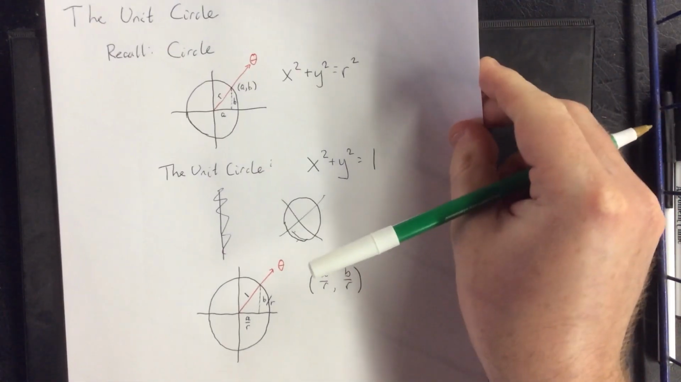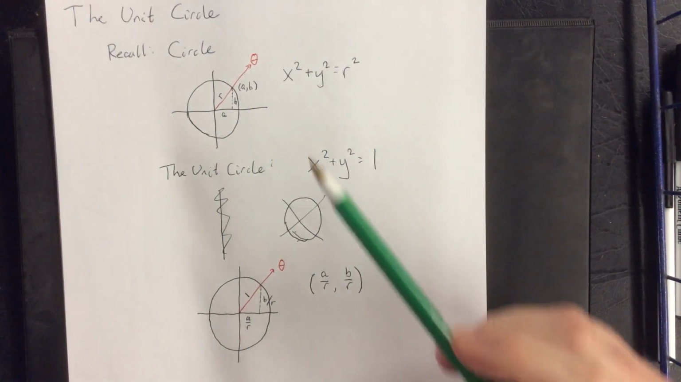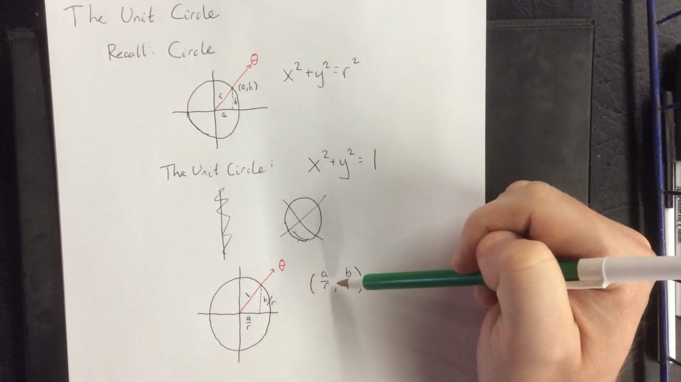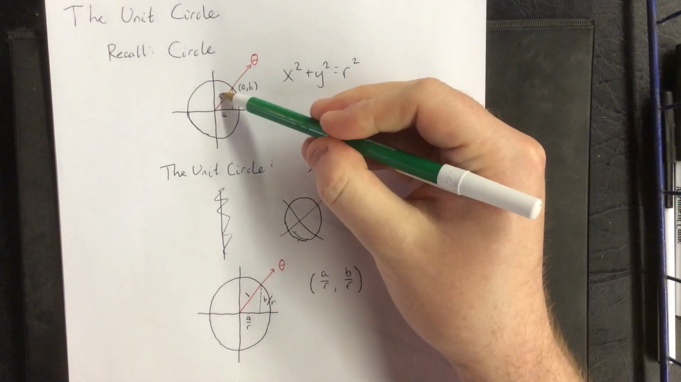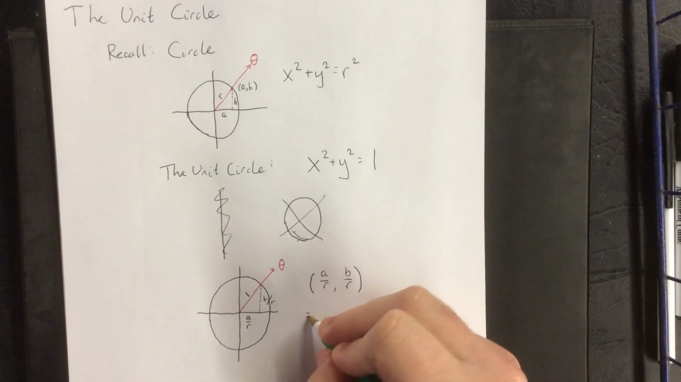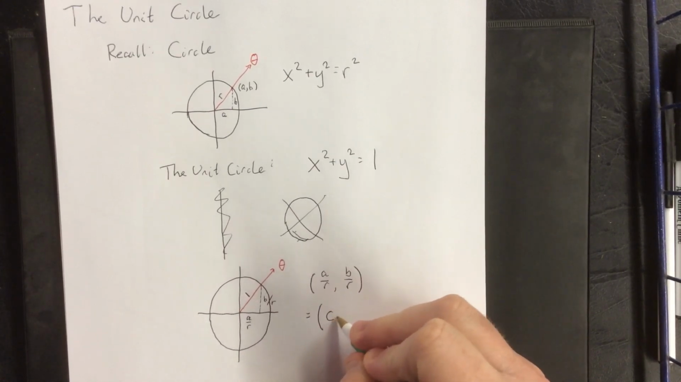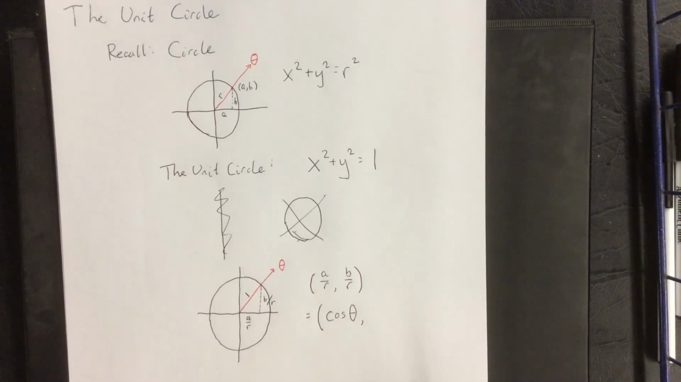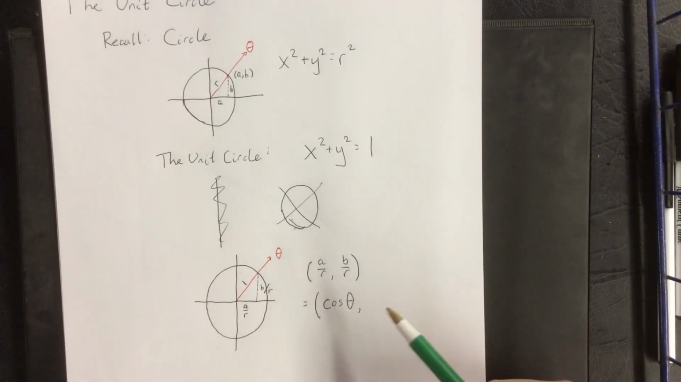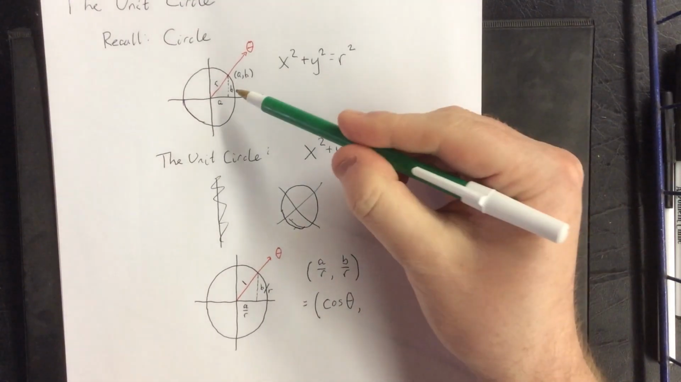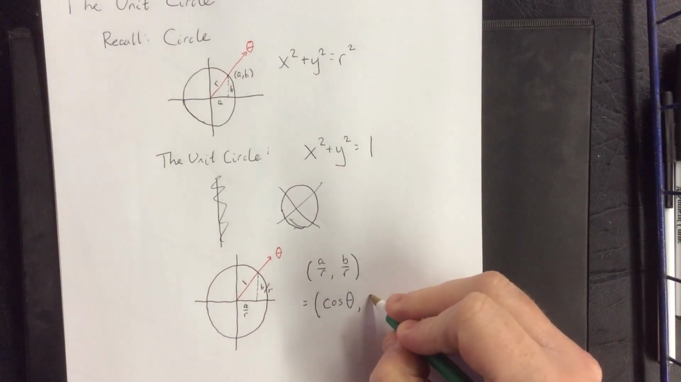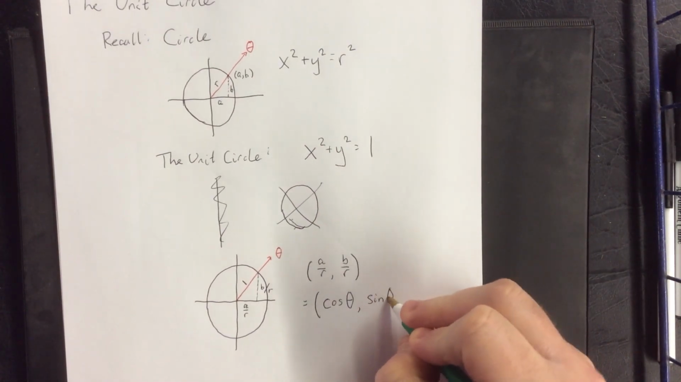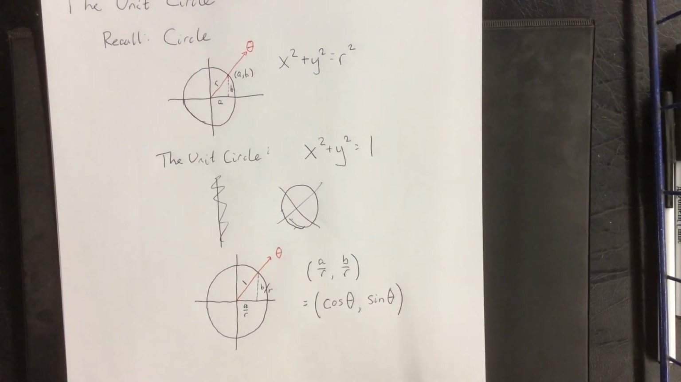However, taking a look back at the original circle that we had, a over r for the x-coordinate is the adjacent side over the hypotenuse. So when we say a over r, what we're really saying is that that is the cosine of the given angle. And for the y-coordinate of b over r, that is the opposite side over the hypotenuse. That would be the sine of theta.